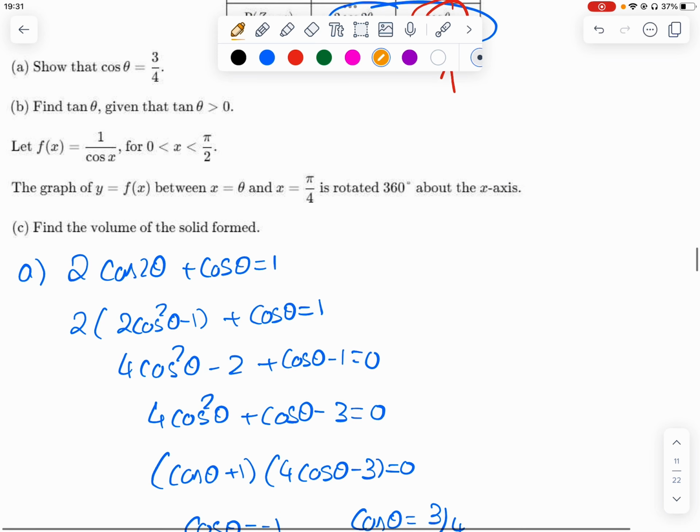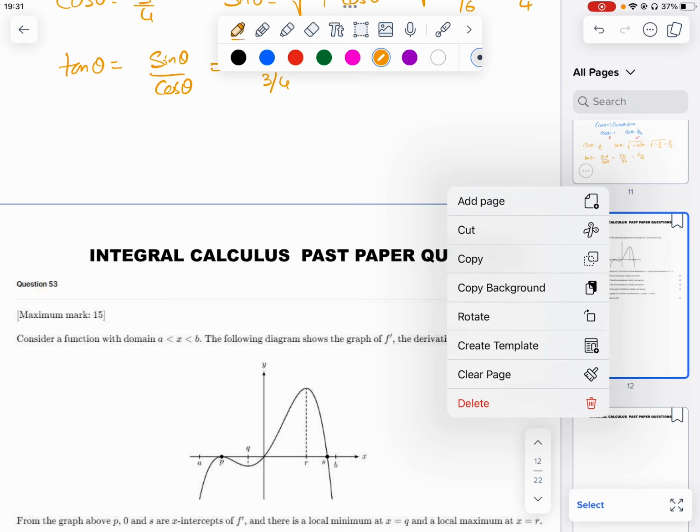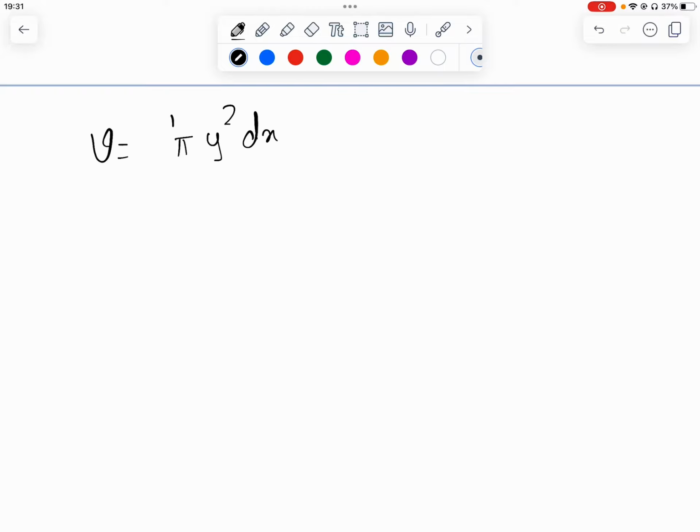Then f of x is 1 upon cos x. The graph of f of x between x equals to theta and x equals to pi by 4 is rotated along the x-axis. Find the volume of the solid. So I quickly add a page over there. Volume of the solid, rotated along the x-axis, is pi y square dx.